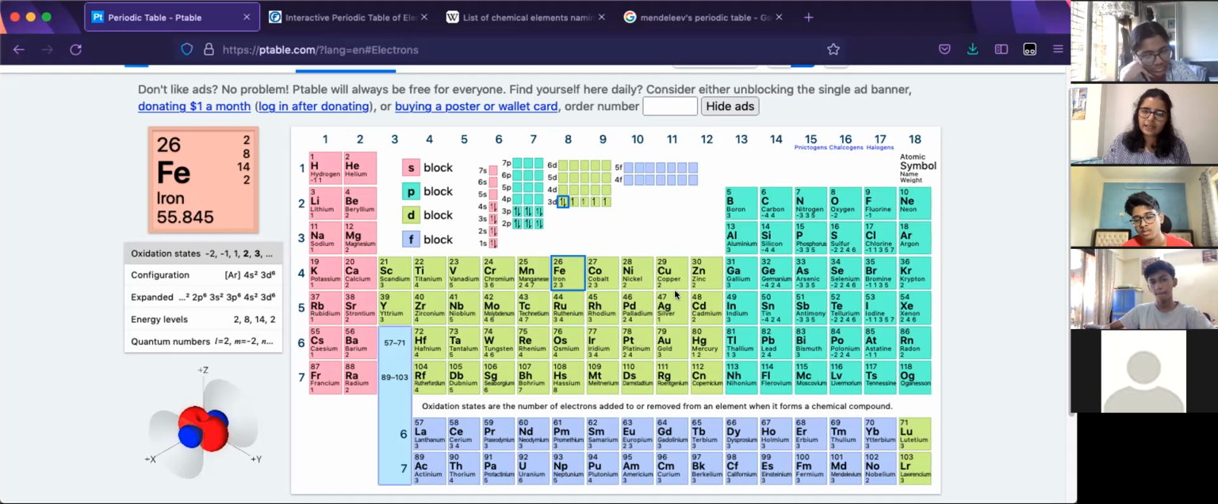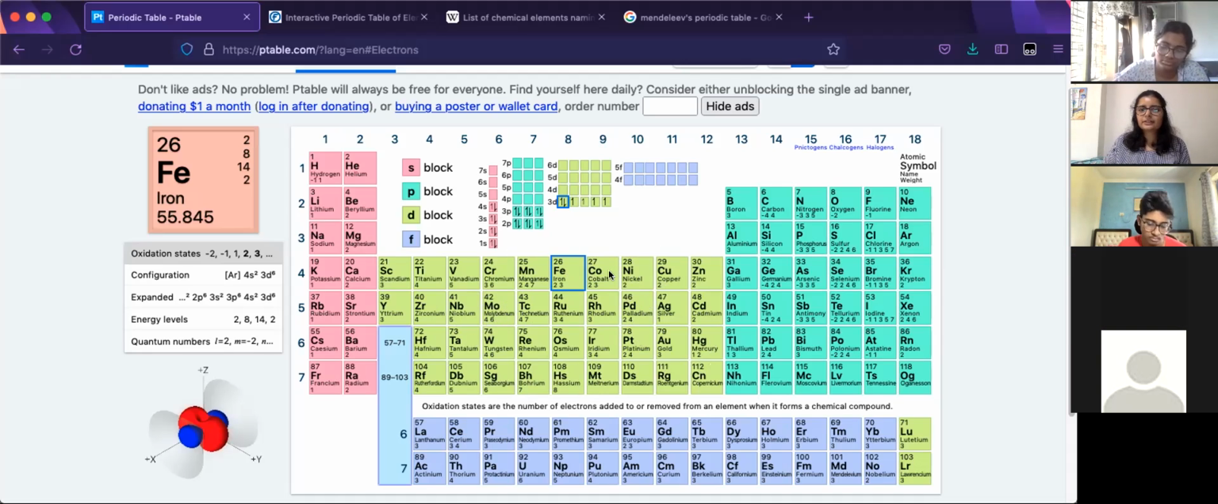They form colored ions because of incomplete d orbitals. They also show paramagnetism because of unpaired electrons in d orbitals. And they show variable valency because they can lose the 4s electrons and 3d electrons. And these elements are mainly used as catalysts. So you have good reducing agents on this side, you have good oxidizing agents on this side, and you have catalysts in the middle.